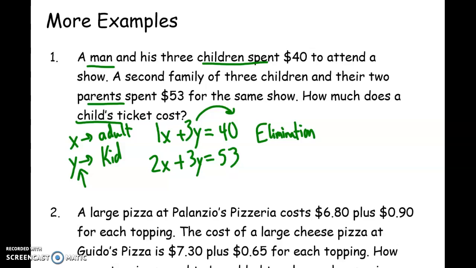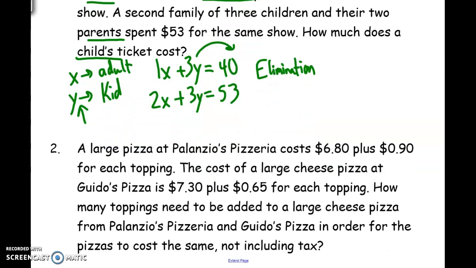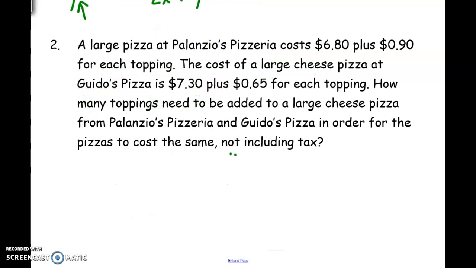All right, and then final one. A large pizza at Polonzio's Pizzeria costs $6.80 plus 90 cents for each topping. The cost for a large cheese pizza at Guido's Pizza is $7.30 plus 65 cents for each topping. How many toppings need to be added to a large cheese pizza in order for the pizzas to cost the same, not including tax?